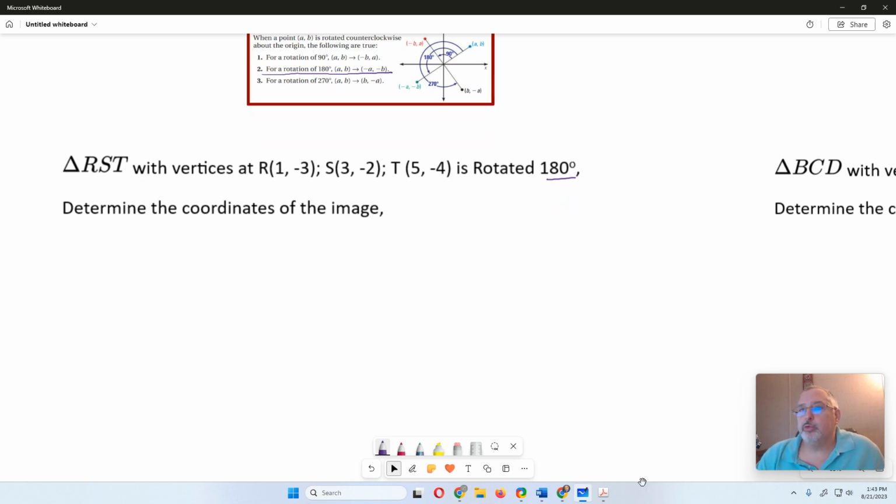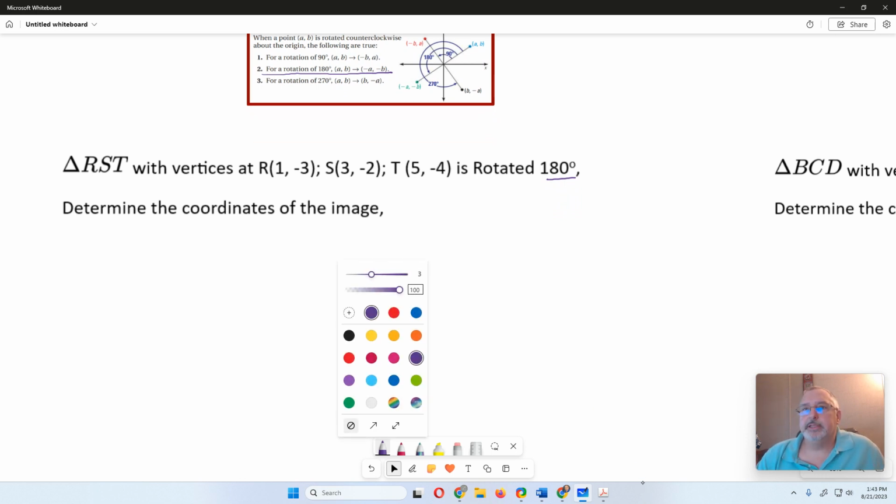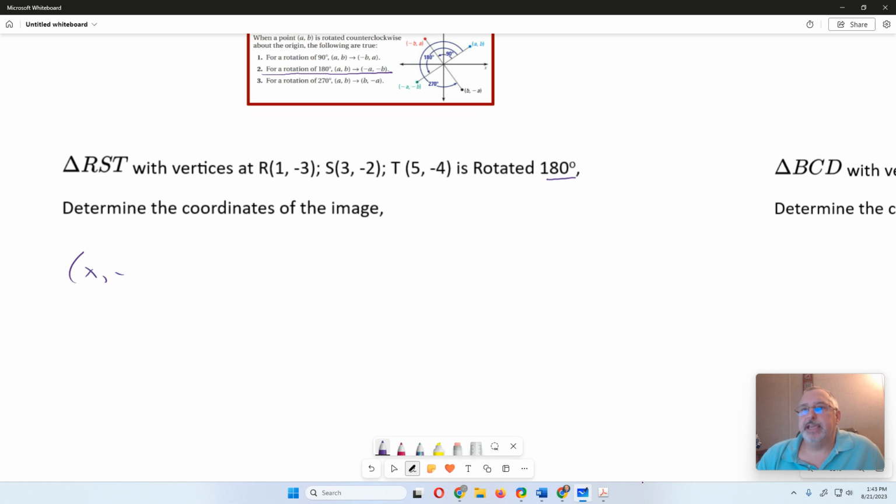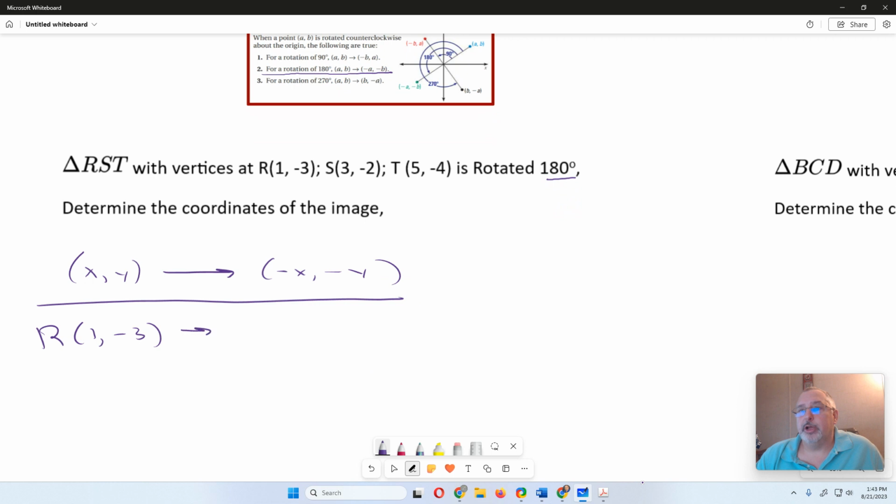We're going to write our rule. So our rule is that we're going to take (x, y) and just change the signs. We're always going to write the rule, and then write the coordinates applying the rule. R is at (1, -3), so we apply our rule, which is the opposite of 1, opposite of -3. That gives me coordinates at (-1, 3) for that one.